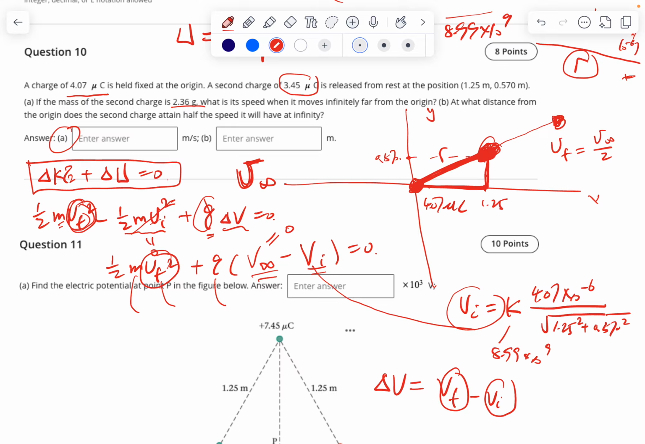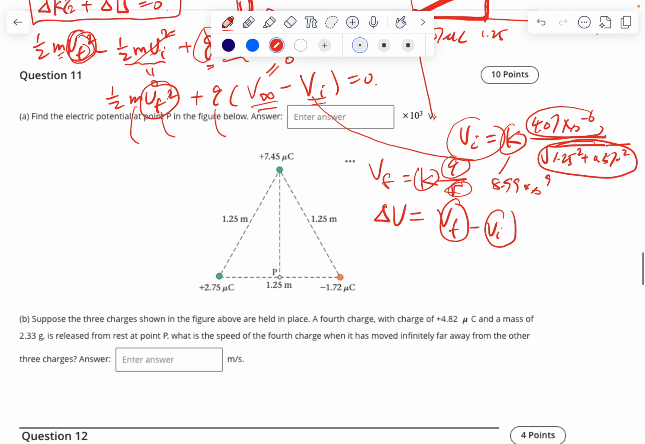The only thing we don't know is R. We know Vf, right? Vf also equals K Q over R. So we know Q here, we know K, and we're looking for R, so we solve for R. Whatever R is, that is the distance from the origin.